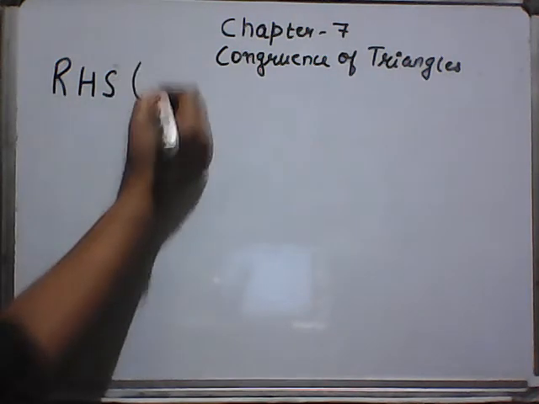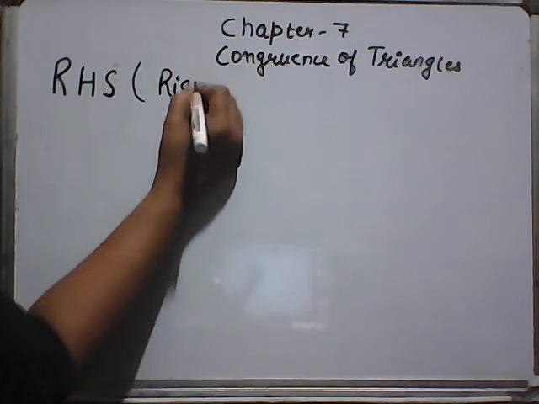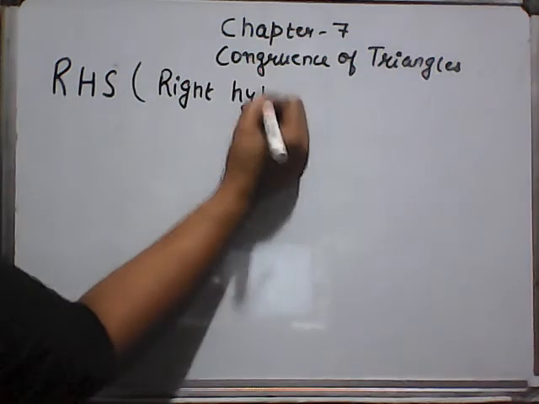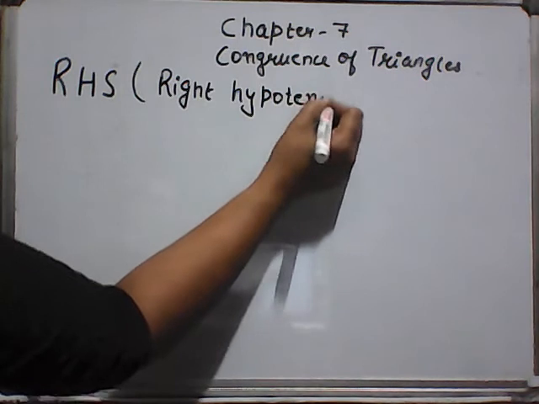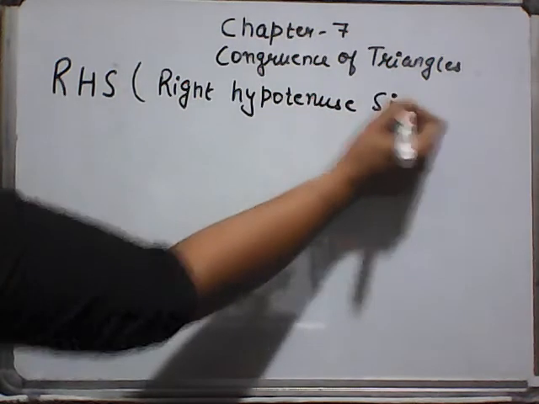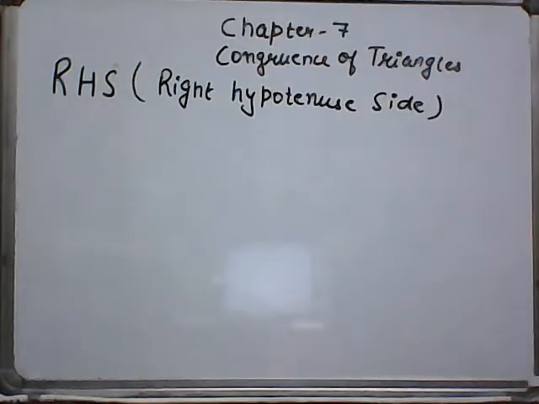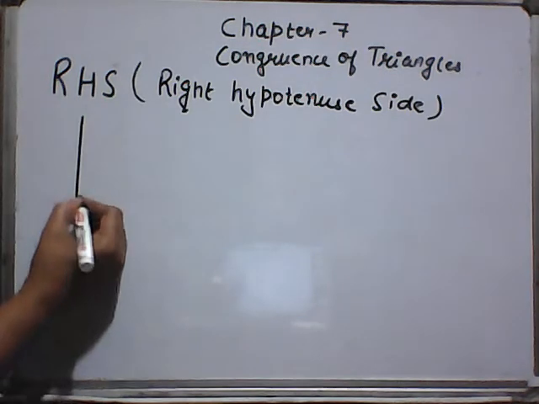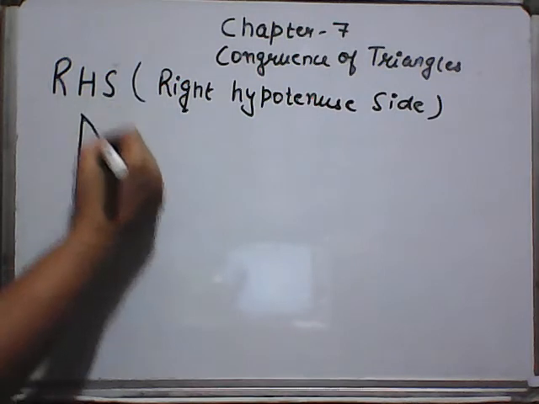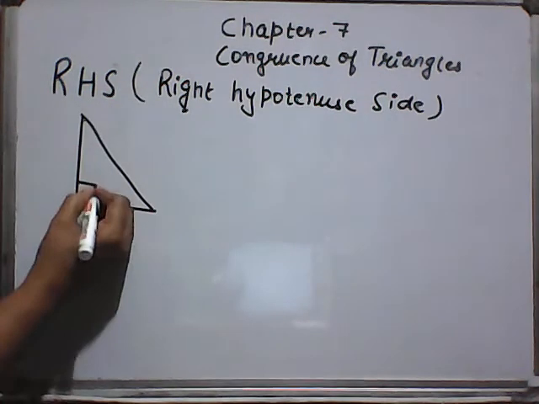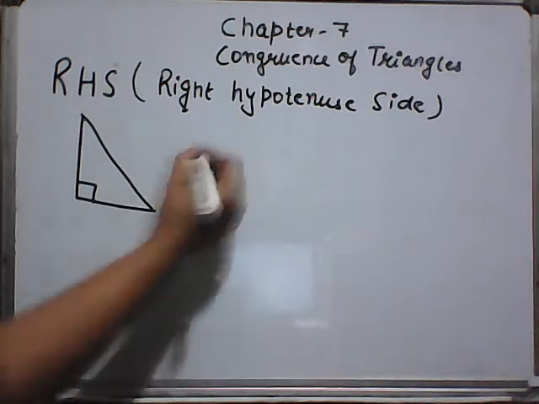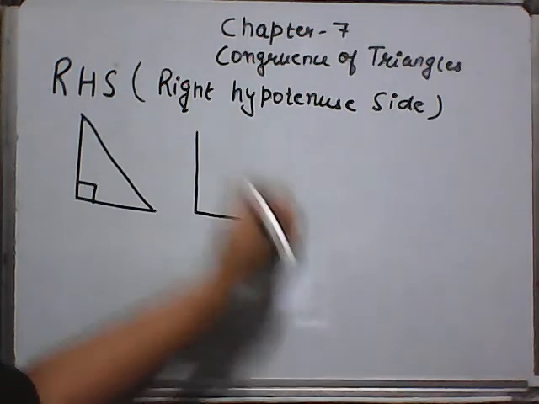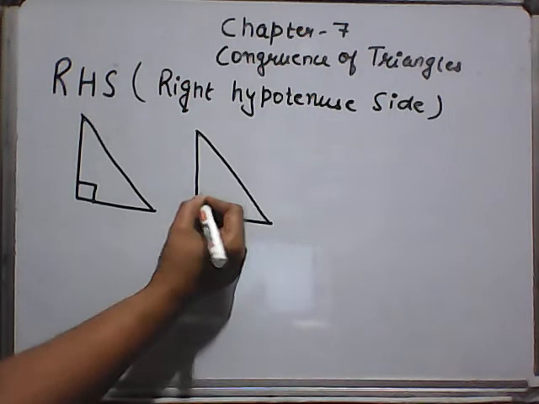R stands for right, H stands for hypotenuse, S stands for side. Now, the right, hypotenuse, side congruence rule. Right means this rule is applicable only on right angled triangles. What do you mean by right angled triangles? Triangles having one of the angles as 90 degrees are right angled triangles. So this rule is applicable only on right angled triangles.